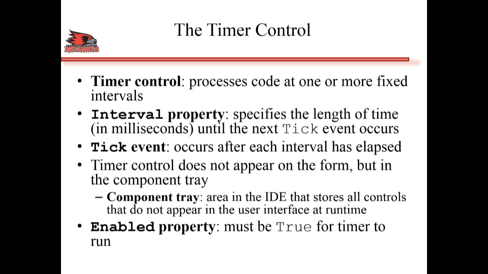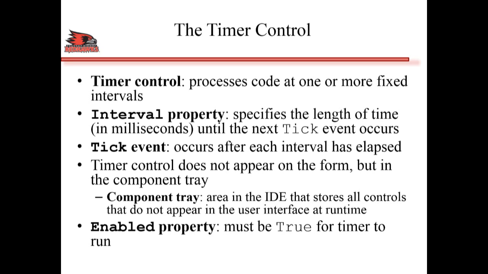It's like, after how much time you want the event to repeat, and the interval property basically raises a tick event, which tells the program to run again. And the way this control works is similar to how you click and drag the font dialog or the color dialog box. It does not actually go into the form, like you cannot see it on the form.